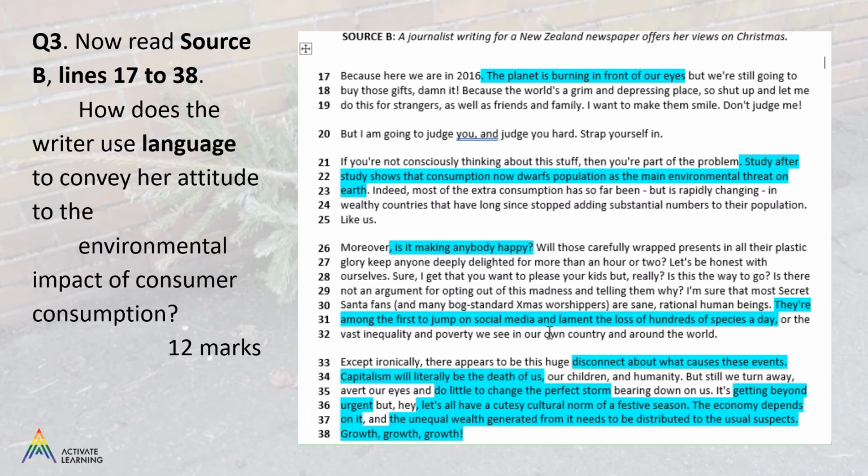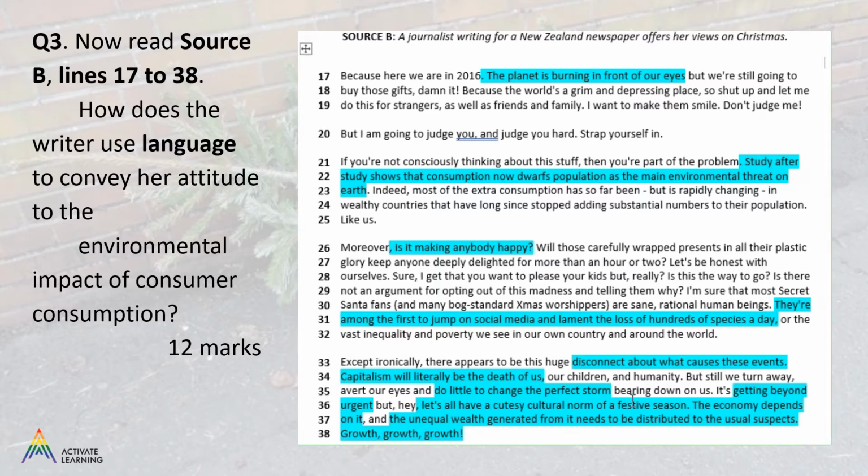She says that there's a disconnection about the causation of these events and people's understanding, and that she thinks clearly that capitalism or consumerism is going to be the death of us. She mentions a perfect storm and the fact that the problem is very, very urgent. Let's have a cutesy cultural norm of a festive season. Here we have some alliteration, but we also have sarcasm, talking about people's attitude to Christmas and the fact that it is actually so dangerous.